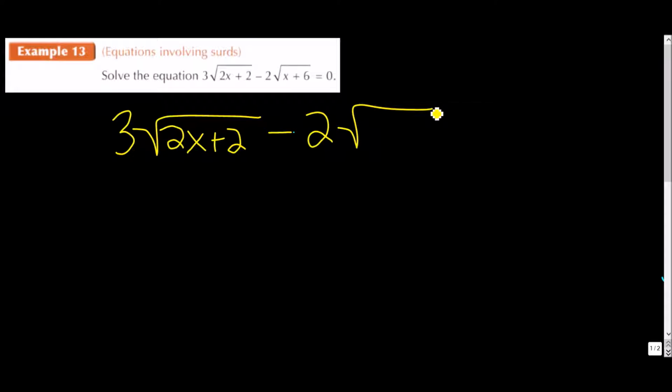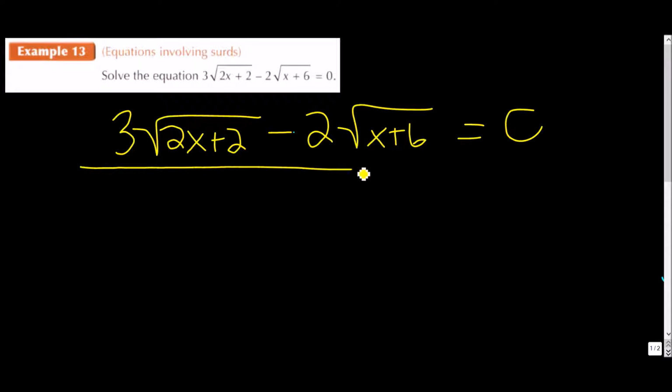So example 13 makes us look at the equation 3 times the square root of 2x plus 2 minus 2 times the square root of x plus 6 equals 0. Now I told you before that when we square multiple terms, we make more than that. So this side right now has 2 terms. If I squared that, I'm going to make at least 3, probably 4 terms. And that's just a nightmare.